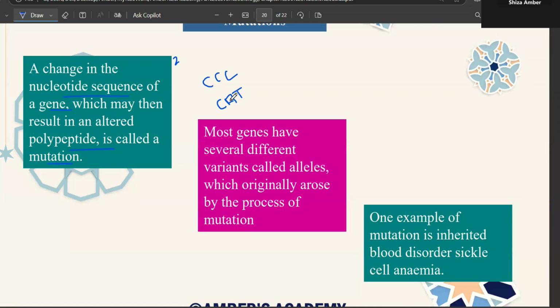It's a spontaneous change in the nucleotide sequence of a particular gene. And what happens due to it? An altered polypeptide is made because each triplet code codes for a particular amino acid. If any of the sequence is changed, then an altered polypeptide you'll get. Okay? So most genes have several different variants called alleles, which originally arose by the process of mutation. One example of mutation is the inherited blood disorder, sickle cell anemia.